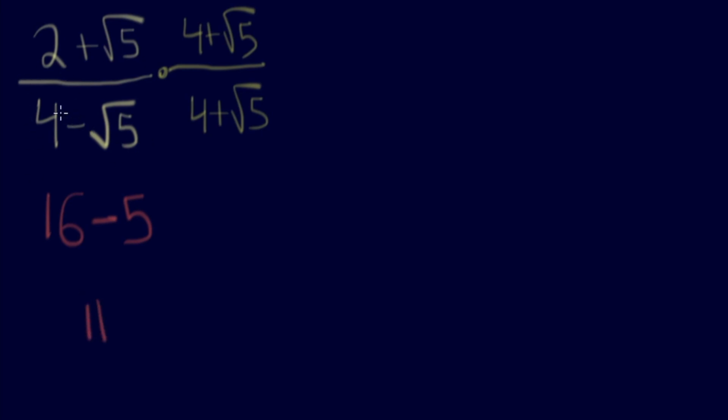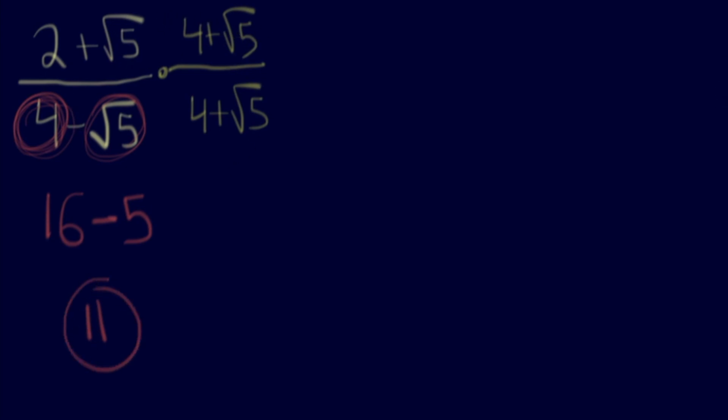You're saying, well, what happens to the 4 times root 5? Well, this is 4 times negative root 5. They're going to cancel each other out. So you're really dealing with the square of this, and subtracting the square of this. This is the shortcut. If you can remember that, that's super helpful. So our denominator is going to be 11.